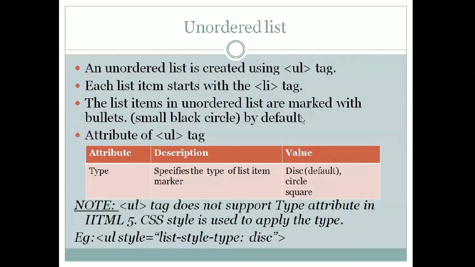Next, an unordered list is created using the UL tag. List items can be created using the LI tag. It has one attribute, type. This attribute is not supported in HTML5. So in that case, you have to use CSS style. The property used is list-style-type. You can use different values. The values will be disk, circle, square.